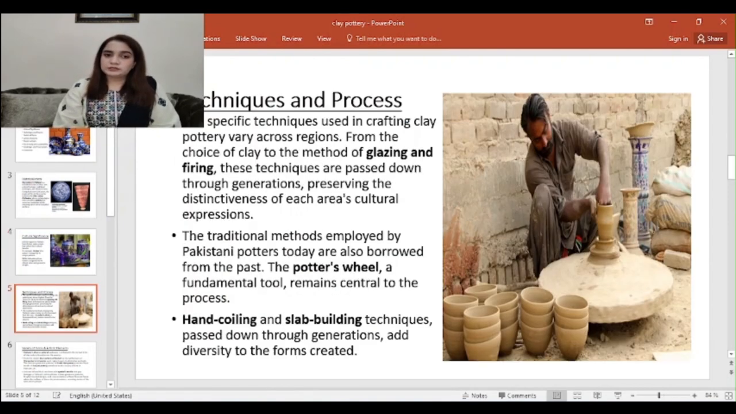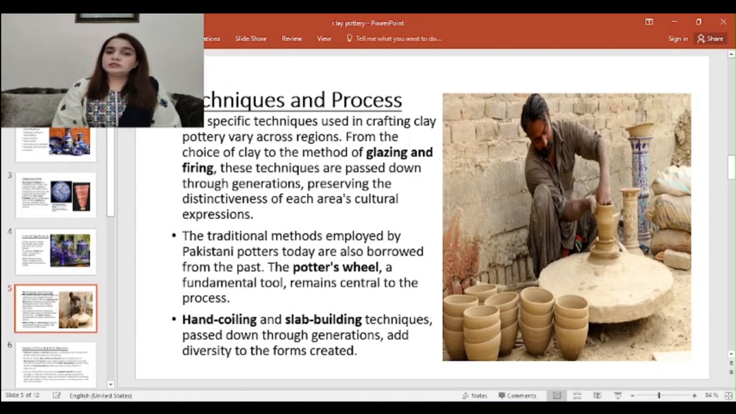Techniques and process. The specific techniques used in crafting clay pottery vary across regions, from the choice of clay to the method of glazing and firing. These techniques are passed down through generations, preserving the distinctiveness of each area's cultural expressions.